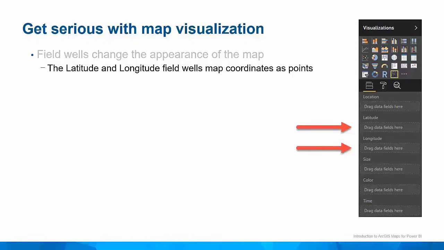You can also add locations to the map using the latitude and longitude field wells. These fields will be provided by your GIS person, or they may be included in the data set you're working with. If you have them, it's best to use them, as the map will perform faster and you'll be able to add more points.